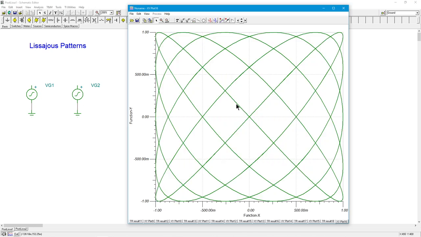Oh, 1, 2, 3, 4, 5. 1, 2, 3, 4, 5, 6. There's your lobes. All right. So this is a way you can, in lab, determine frequency ratio. Not necessarily the frequency per se, but if you know one of them, then you can find the other one.